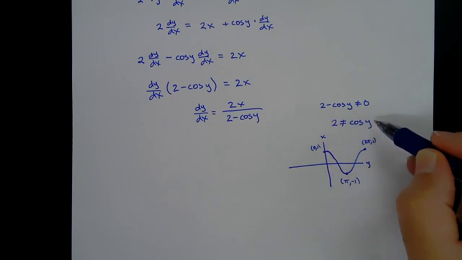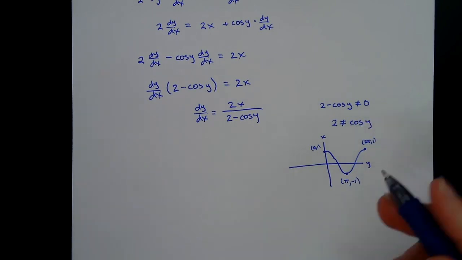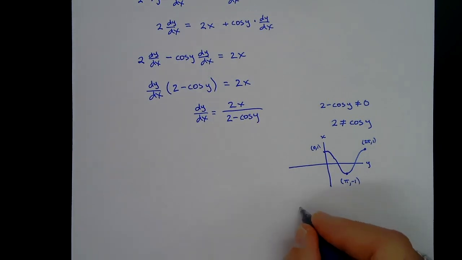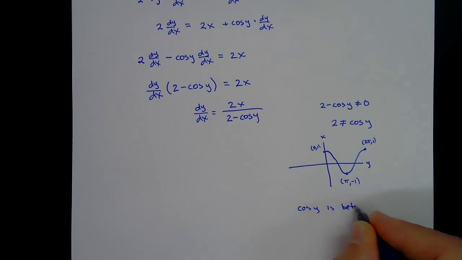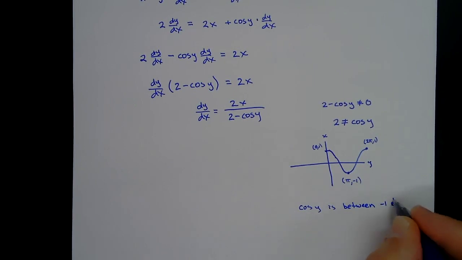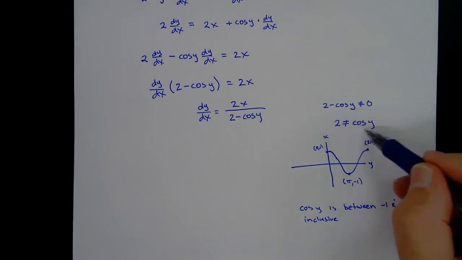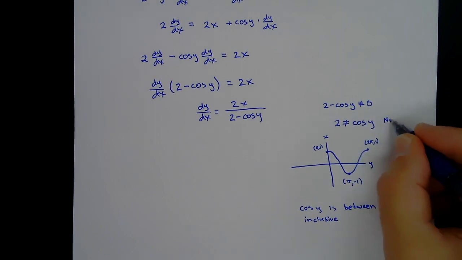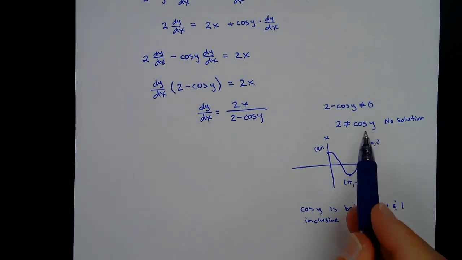Not just plain cosine y. If you stretched it, yes, but we didn't stretch it. It's just plain old cosine. So there's no solution, because the output for cosine y is always between -1 and 1. And we say inclusive, which means they can actually equal those. So when we go to solve this, there's no solution. There's no y values that make this true.